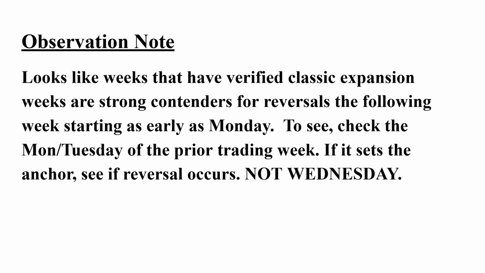And as well, it looks like we can use a classic verified expansion week as a reversal contender for the following week. What do I mean by that? Let me make this very, very plain. If you want to have a bias for next week, because a lot of people struggle with, okay, what's my daily bias? In this case, you're going to just have a weekly bias. And what you're going to do is check the prior week to see if it was a classic expansion candle. How does that look? Here it is.